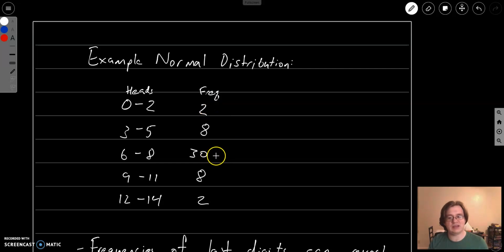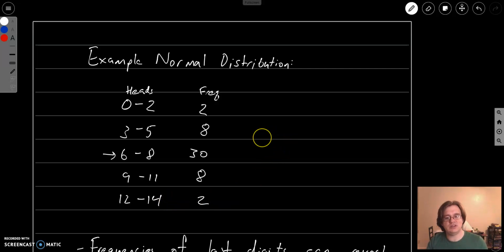So what you'd expect, if you're going to flip a coin 14 times, is that about half of them will be heads, right in the middle. Also, this is pretty symmetric. The chance of flipping 0 heads is about the same as the chance of flipping all 14 heads.